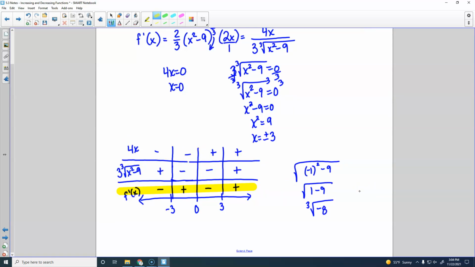You might not like doing that. You might would rather just plug into the derivative. You can do that also if you prefer. We're just doing it piece by piece instead of doing it all at one time.